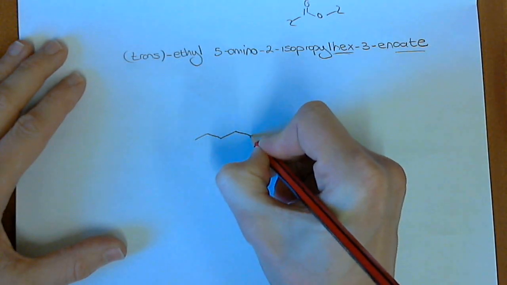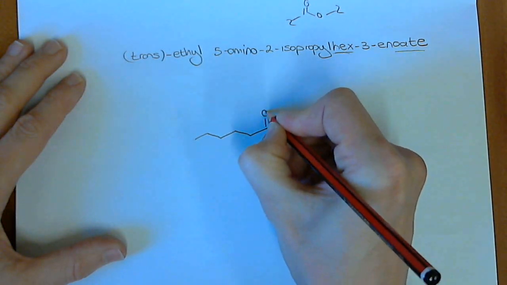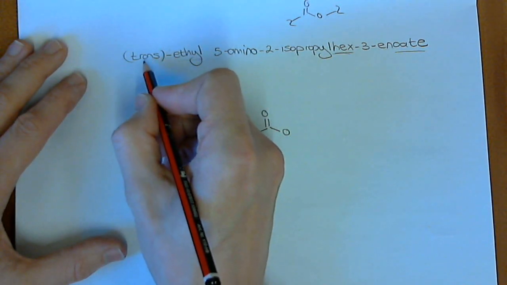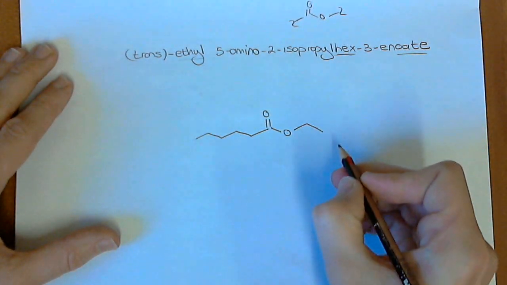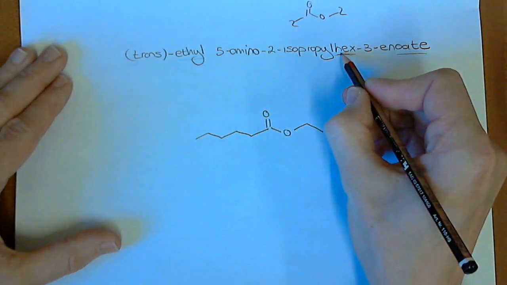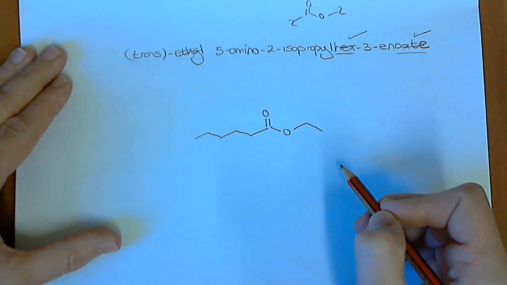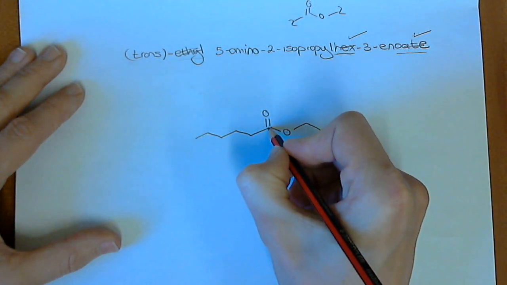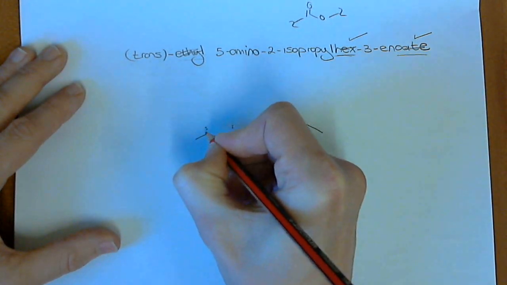So if we draw out 6 carbon atoms, 1, 2, 3, 4, 5, 6, we put our ester group on that position, and on the oxygen we have an ethyl. Don't worry about the trans yet. It'll become clear as we draw this out. We put the ethyl group over there. So this is ethyl hexanoate, and we've got our backbone in place. We start numbering this chain from the ester carbon. That's the parent. So we go 1, 2, 3, 4, 5, and 6.